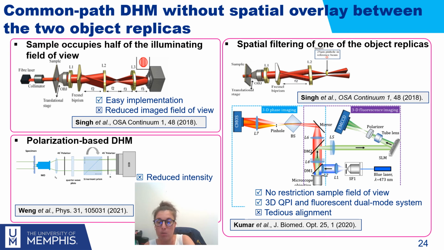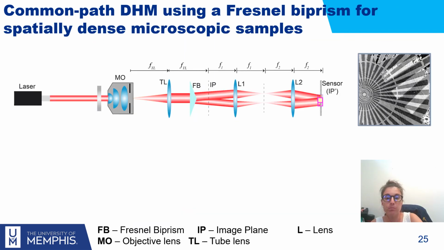So let me talk about that approach a little more. Let's assume that right now, instead of having the regular Fresnel biprism in front of the image plane, I introduce a relay system using L1 and L2 lenses. And I don't introduce anything, so in the conjugated image plane, I'm going to have the overlay of the two replicas. And remember, there is a lateral displacement between the two replicas.